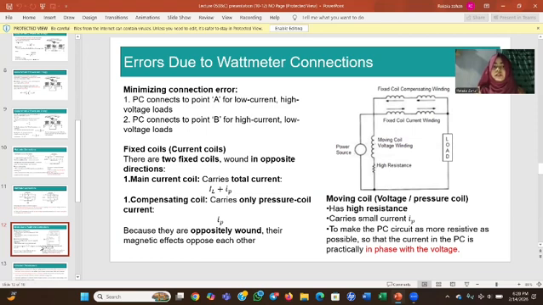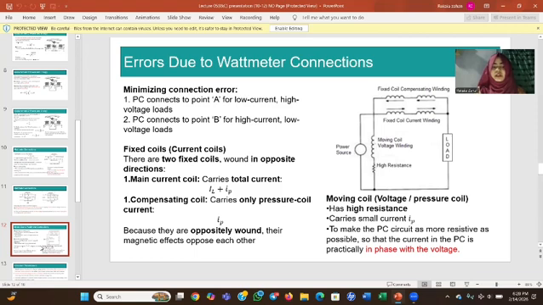Fixed coils, current coils: there are two fixed coils wound in opposite directions. The main current coil carries the total current IL plus IP, and the compensating coil carries only the pressure coil current IP, because it is wound oppositely.